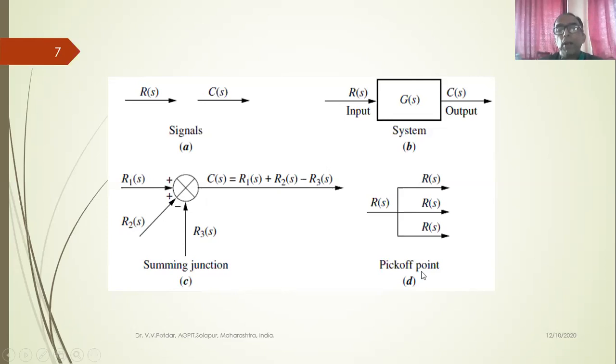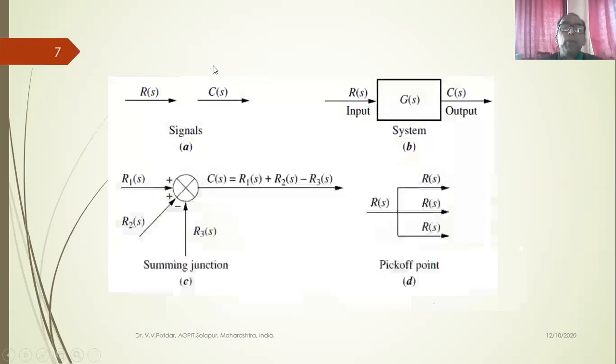Now what is a takeoff point or pickup point? In the signal line, I have a point that is coming out of that branch in the form of a branch. So I have got R(s). The same R(s) is going straight also. The same R(s) is going in another branch. The same R(s) is going to one more branch. So this is called a takeoff point or pickup point. And the directions can be this way also, the other way also. The takeoff point will move like this also. There is no restriction that it should move forward only.